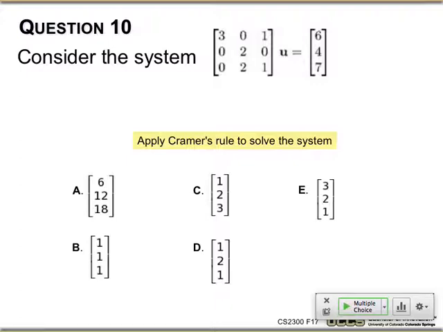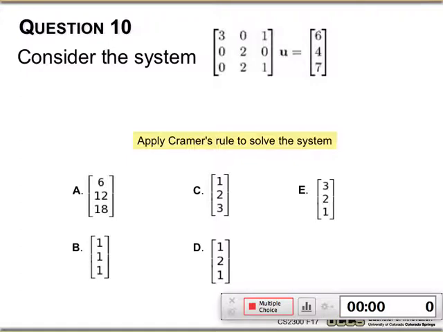Okay, so consider this system. Apply Cramer's rule to solve this. What is U? Actually, there's enough matrices that you can split the determinants up among your team, so go ahead and work in pairs.